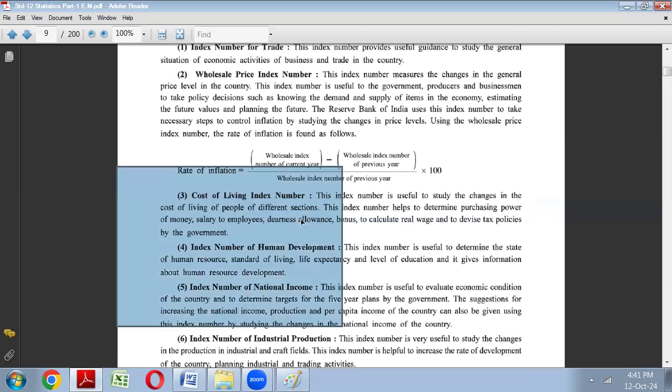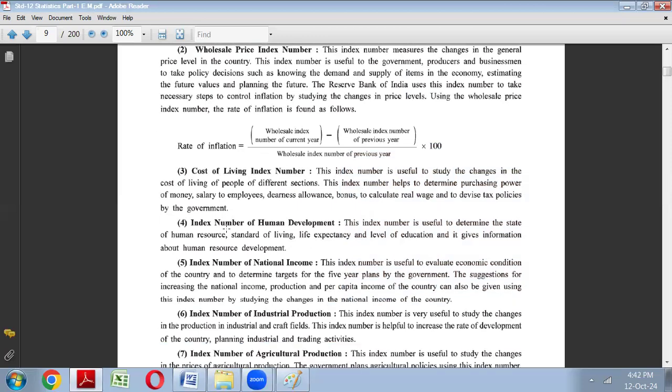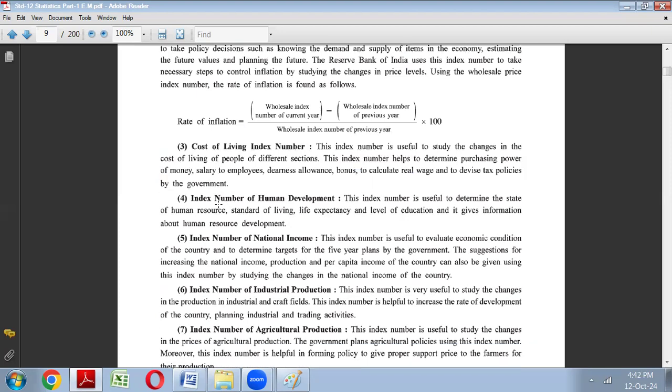The dearness allowance, what is dearness allowance? Basically, dearness allowance means the expenses being incurred, like say for example transportation. For that, an allowance will be given. That is called dearness allowance. Then bonus, something extra which is given. Such kind of things are possible.